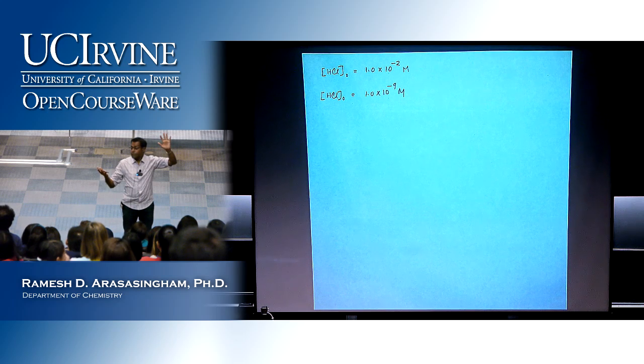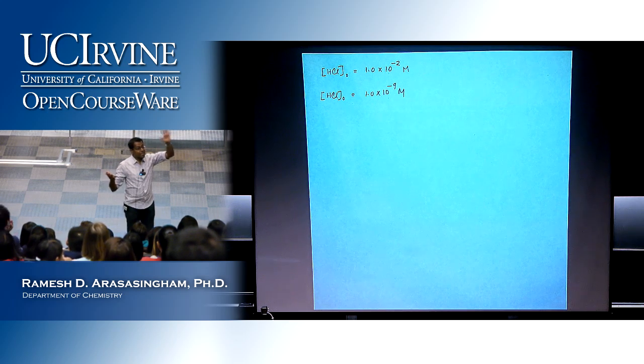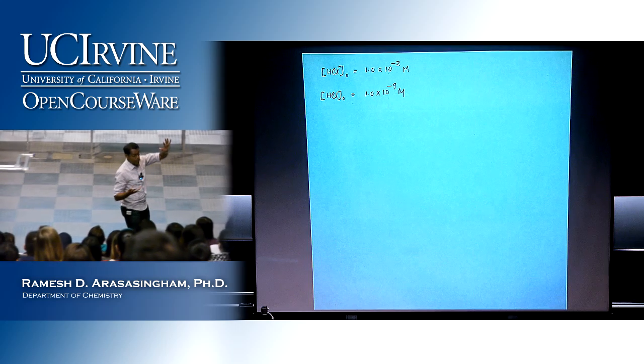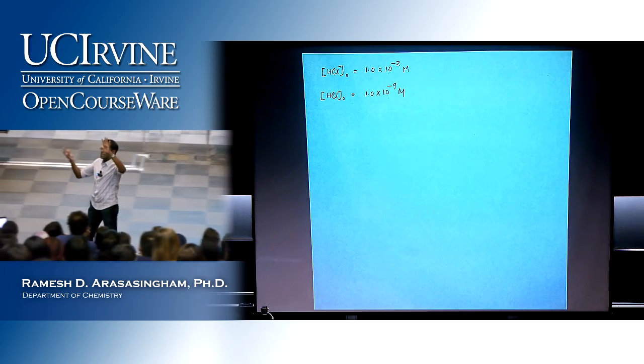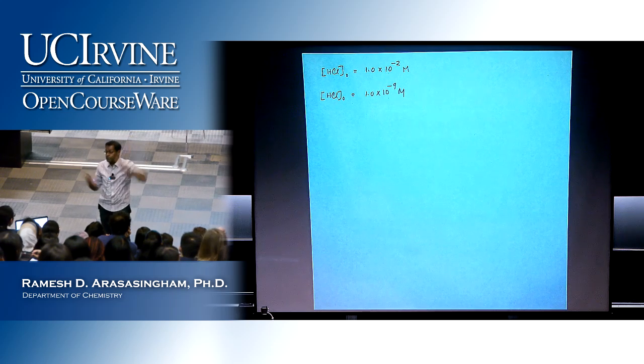10 to the negative 7. So if you compare 10 to the negative 2 that comes from the strong acid and the 10 to the negative 7 that's there in pure water, you can see that the 10 to the negative 7 is so small you can ignore it. All right?